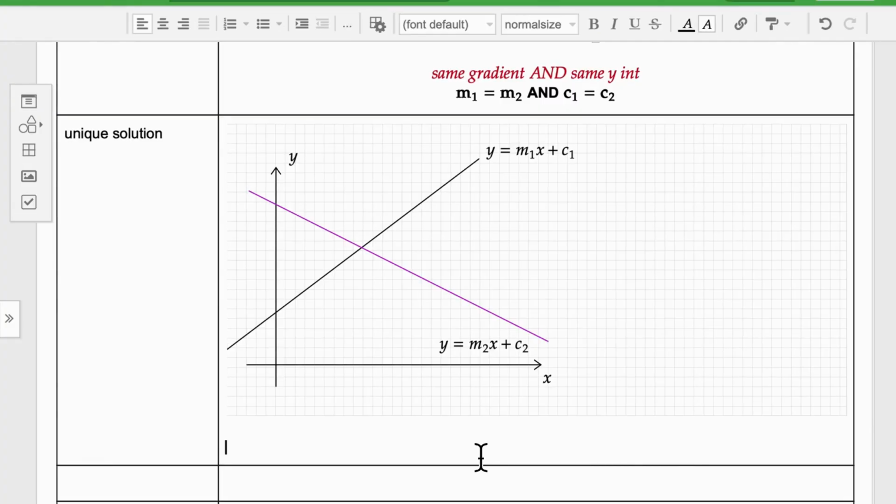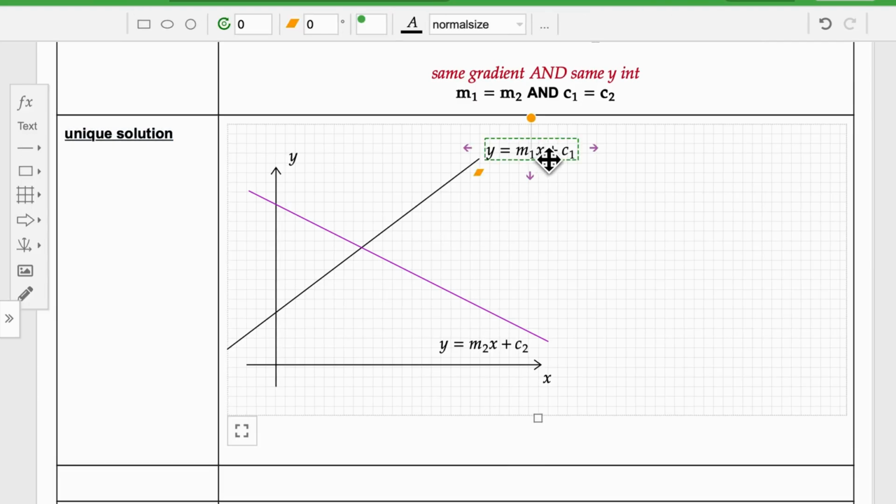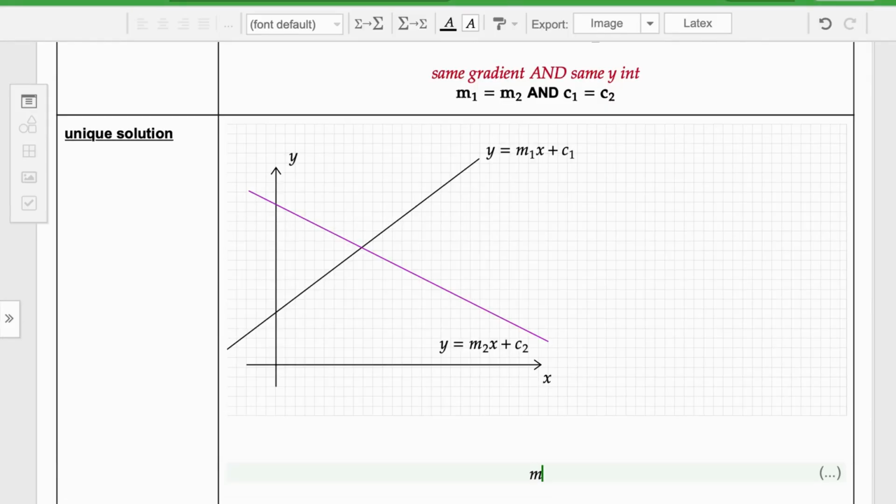So for the two lines to have a unique solution, what is required is that the gradient of the first line is different from the gradient of the second line. That is, m1 is not the same as m2. Is it understandable?